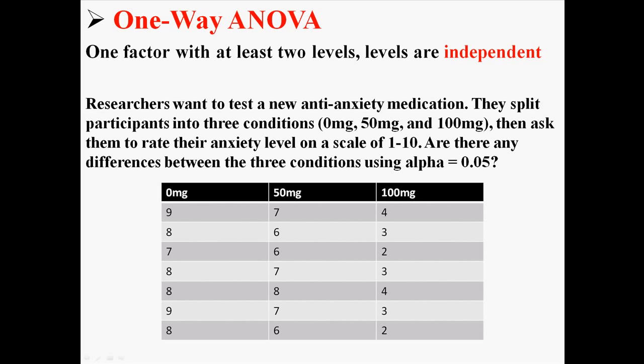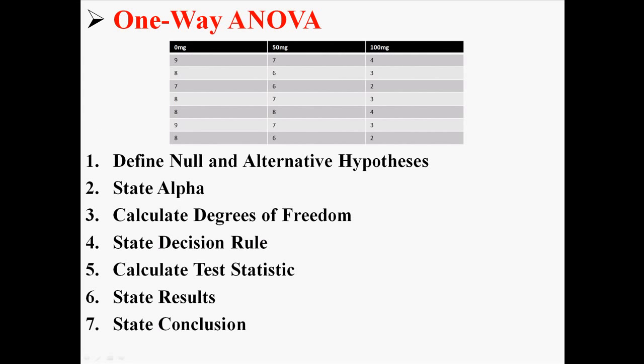So here are the three conditions. There are 7 people in each condition, and there are their scores. So we're going to do an ANOVA using these 7 steps. And I've already gone over this a few times, so I'm just going to go right through it.